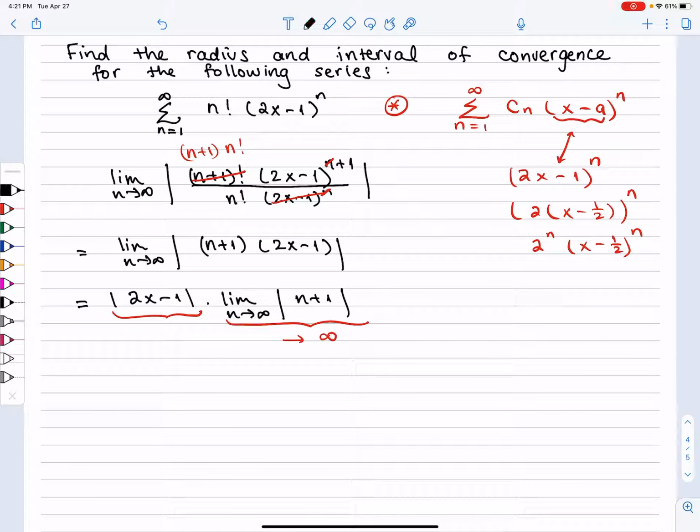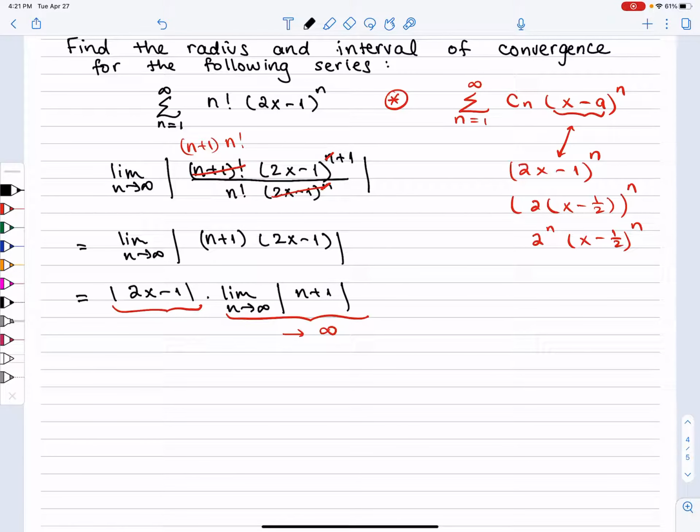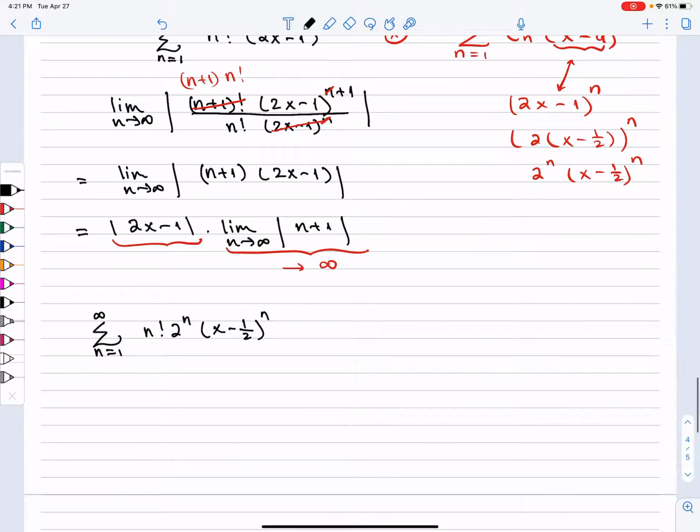So if we rewrite that power series, we have sigma as n goes from 1 to infinity of n factorial, 2 to the n, (x minus 1/2) to the n power. So we can say here that a is equal to 1/2.